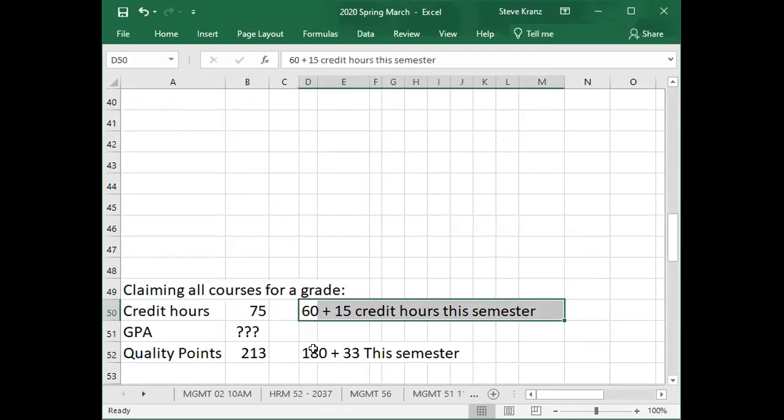So once again, his quality points before this semester were 180. He's added 33 this semester, so he's got 213 quality points now. And for credit hours, he went from 60 credit hours to now having 75 credit hours. So the question is, what's going to happen to his GPA?